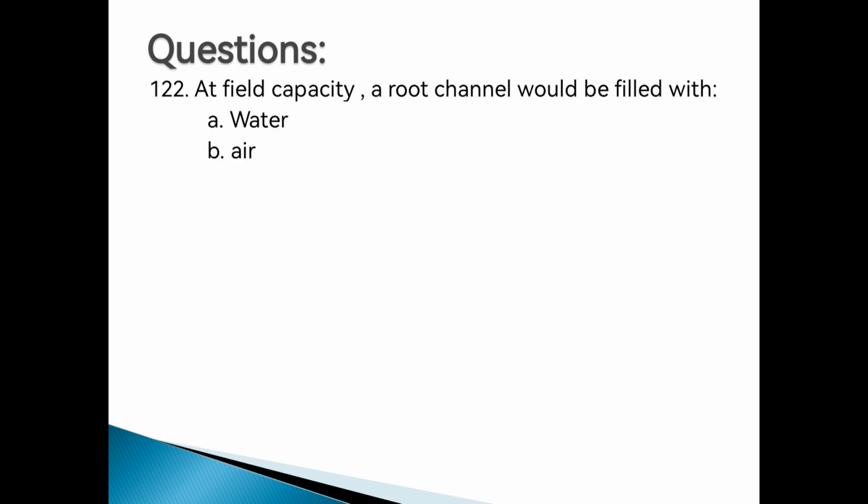122. At field capacity, a root channel would be filled with A. Water, B. Air. The correct answer is B. Air.